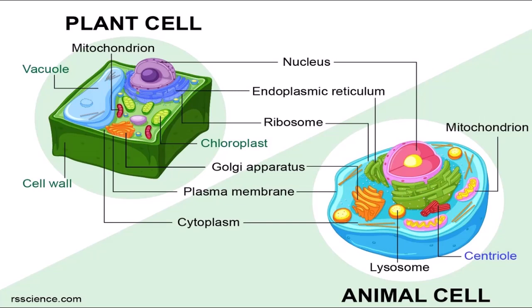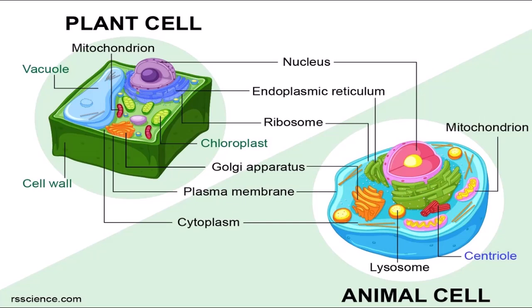Next structure is endoplasmic reticulum. It is the supporting framework of the cell and it helps in synthesis of proteins and lipids. And this structure is present in both animal and plant cell. Next structure is nucleus. Nucleus is present and lies on one side of the cell in the case of plant cell. In the case of animal cell, it is present and lies in the center of the cell.